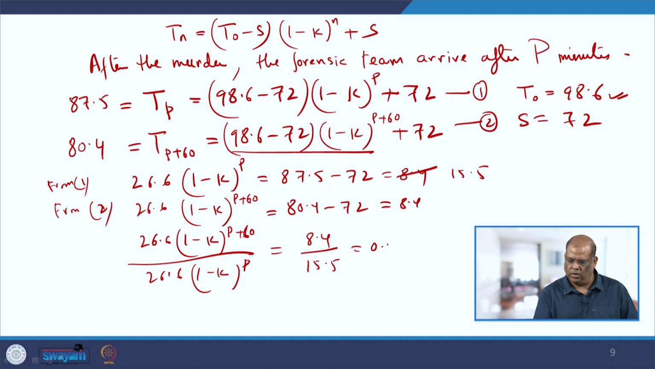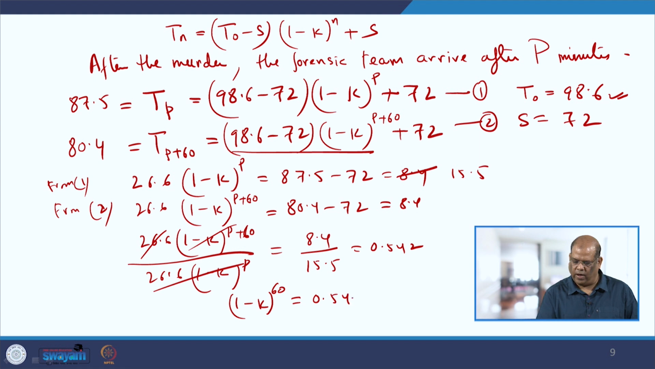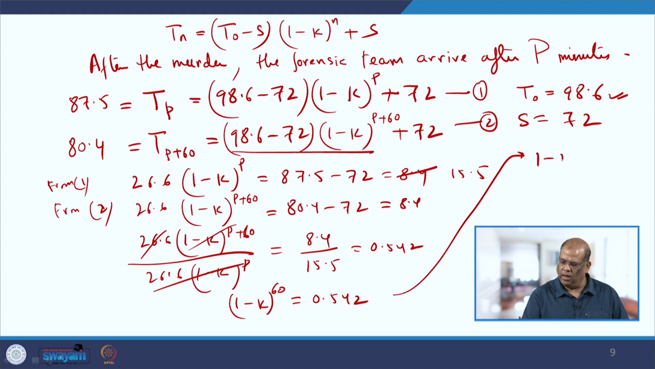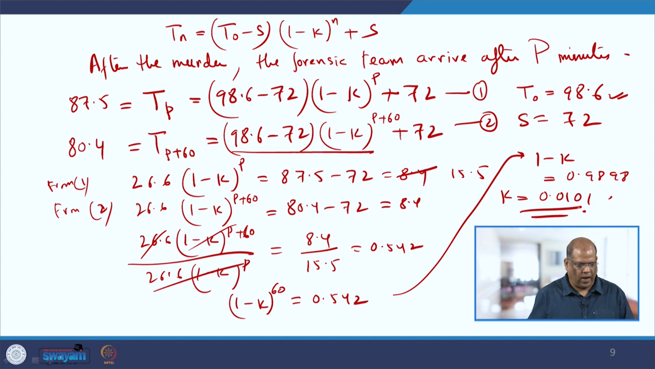It's approximately 0.542, and this cancels with this part. So, you are left with (1 minus k) to the power 60 is equal to 0.542. So, you take log both sides and simplify, and you will get 1 minus k is equal to 0.9898, and this will give you k equal to 0.0101. So, you got the value of k and you substitute it here to solve for p.